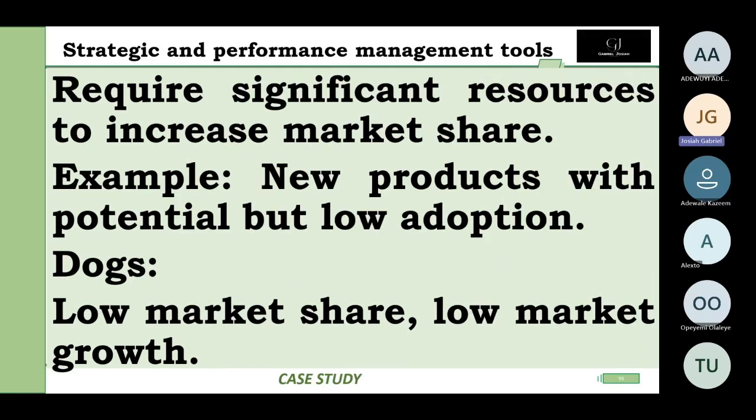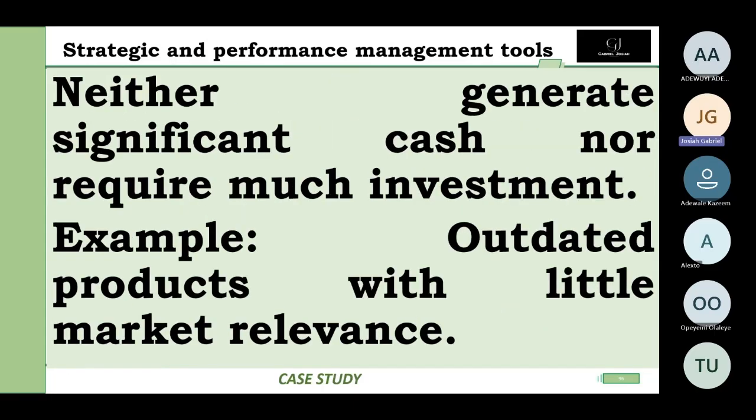And finally, we have dogs. Dogs have low market share and low market growth rate. So they neither generate significant cash nor require much investment. An example of dogs is an outdated product with little market relevance, but you don't want to kill the product or take it off the market.